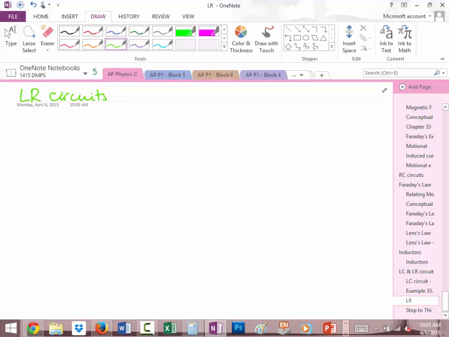All right, LR circuits. Now, I'm guessing you can figure out what an LR circuit's going to look like as well, yes? It's going to have an L and an R in it, right? It's just going to be a wire. Yeah, but there are a couple of other pieces that have to be true in an LR circuit.